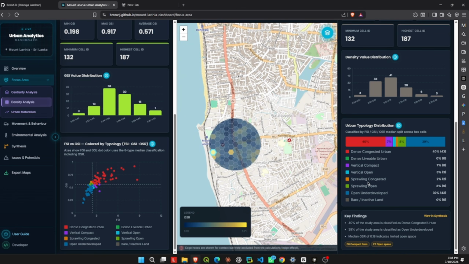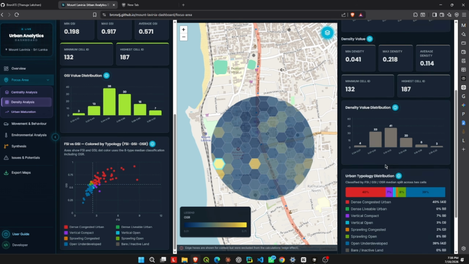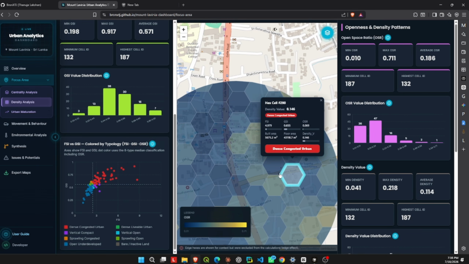Actually, 8 typology classes, like we discussed here. This chart shows the overall character of built form in this 500-meter study area. The key finding box at the bottom we're going to bring together in the synthesis step, so I'm not going to explain that one. So that's it for the density analysis.